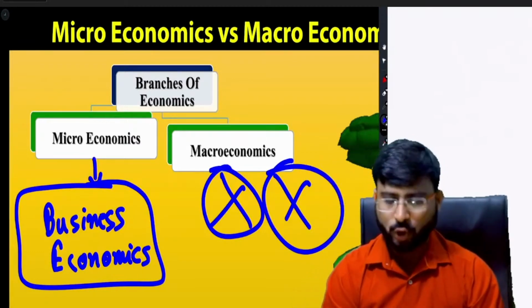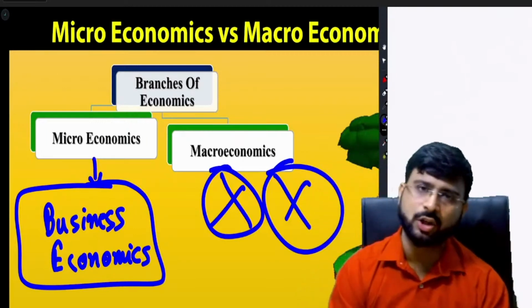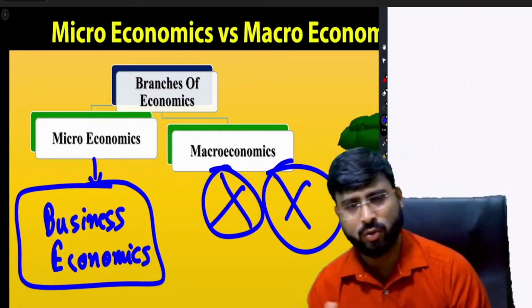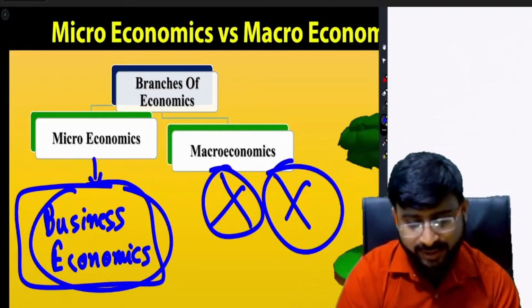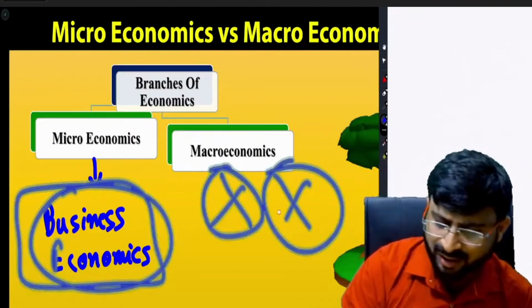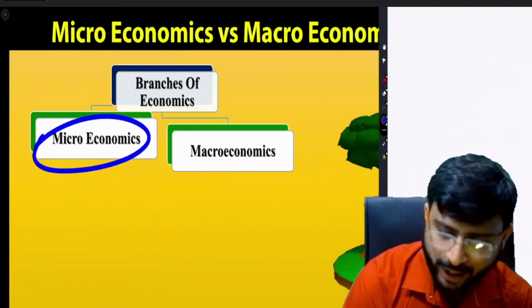Okay, sir, we got it. So, how many branches does economics have? Two branches, sir, economics has. Micro, macro. Now, microeconomics is what your syllabus is, business economics. Okay. Sir, can you please explain us the meaning of the two concepts of micro and macro?